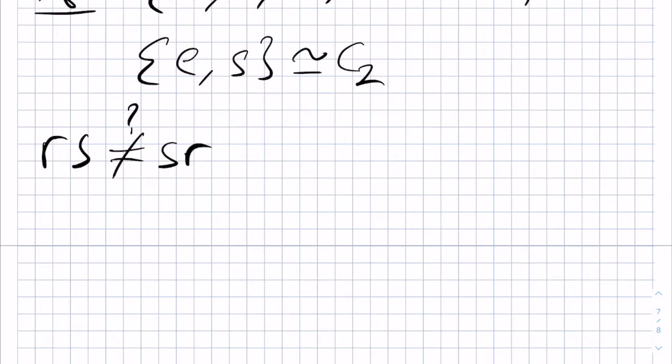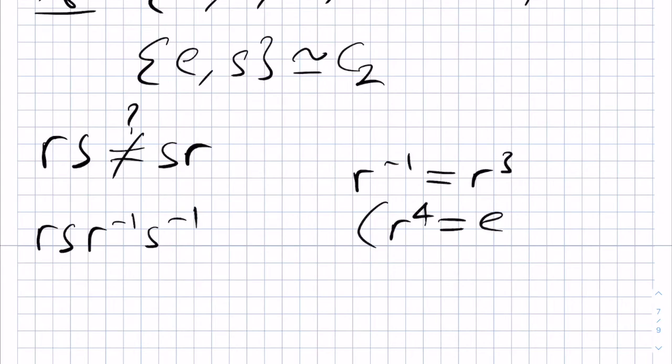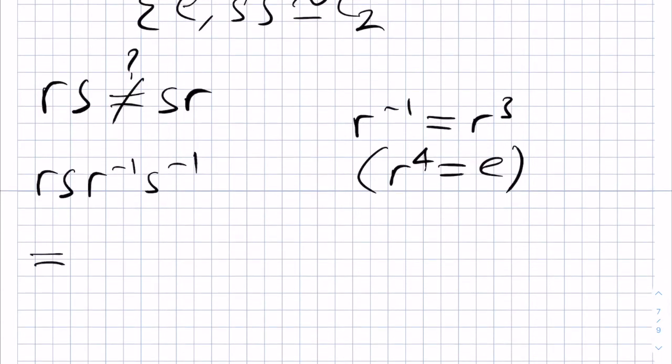Let's try and show that in fact this is not true. In order to do this, we move all the elements onto one side, and so we have RS and then R inverse S inverse, we check that this is equal to or not equal to E. In this group, R inverse is equal to R cubed, because R to the 4 is equal to E. So, as a result, this expression here is RS times by R cubed for the R inverse, and in every dihedral group, S inverse is the same as S.